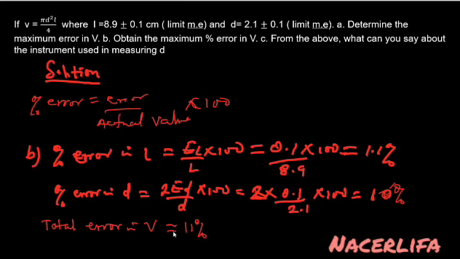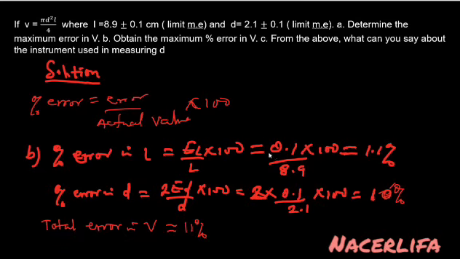So the question is asking again, from the above, what can you say about the instrument used in measuring D? We can say that the instrument used in measuring D is not sensitive. The accuracy is poor. So we recommend that a more sensitive instrument should be used in measuring this D so as to increase its accuracy. Of course, you see that this is 10%, which is more than 1. So a more sensitive instrument should be used to measure this diameter so that the error will reduce.